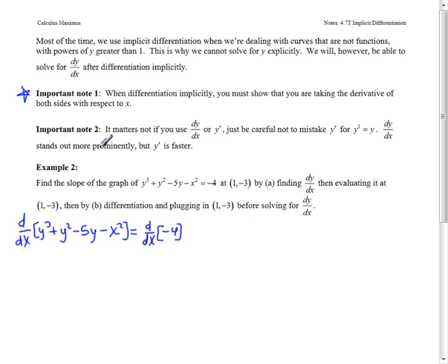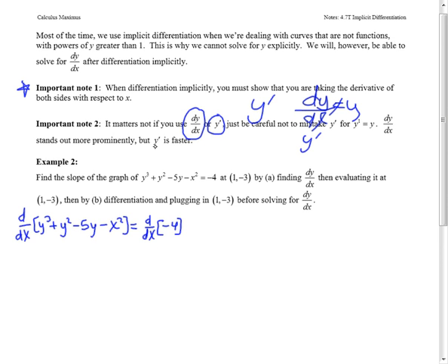Alright, so it doesn't matter if you use dy/dx or y prime. It's just sometimes if you're in a hurry and you write y prime, sometimes you might think it's y to the 1 or just y, and you might drop it. So if you write dy/dx, it's hard to mistake that for y. They're not the same. Okay, so just be careful. If you want to save time, you could write y prime, but again, just watch that it doesn't turn into a 1.